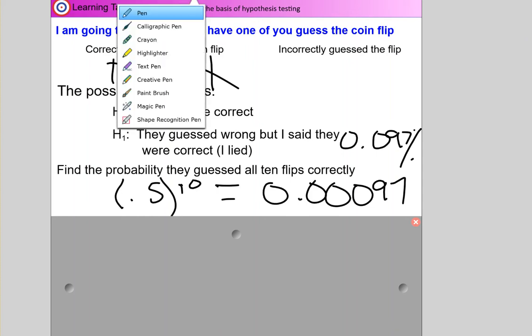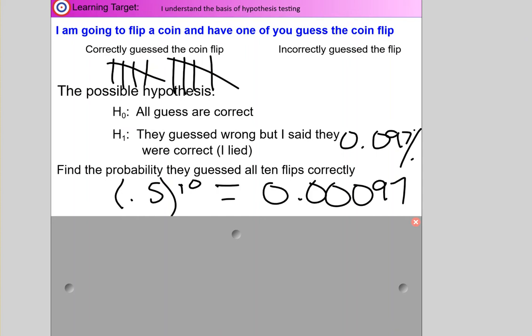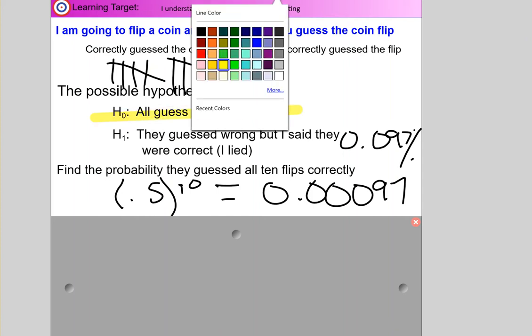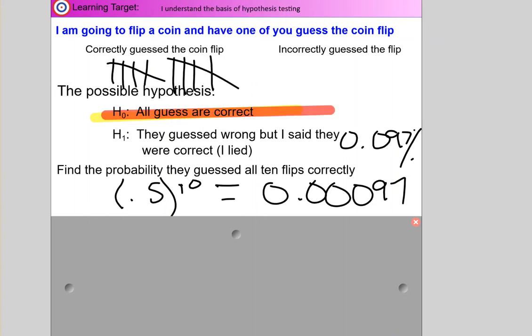So we're going to assume, with the probability that low, that the null hypothesis is incorrect. I should have made that red. The null hypothesis is incorrect. And we're going to go with the fact that I more than likely lied, which I probably did.